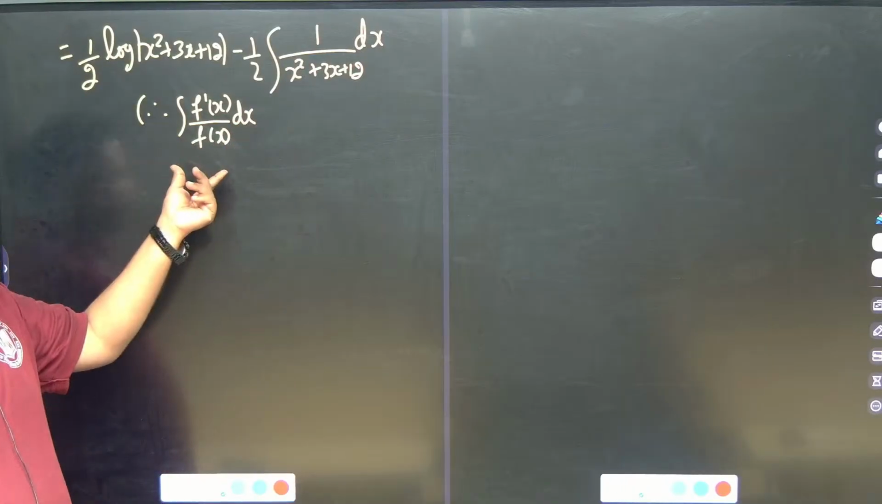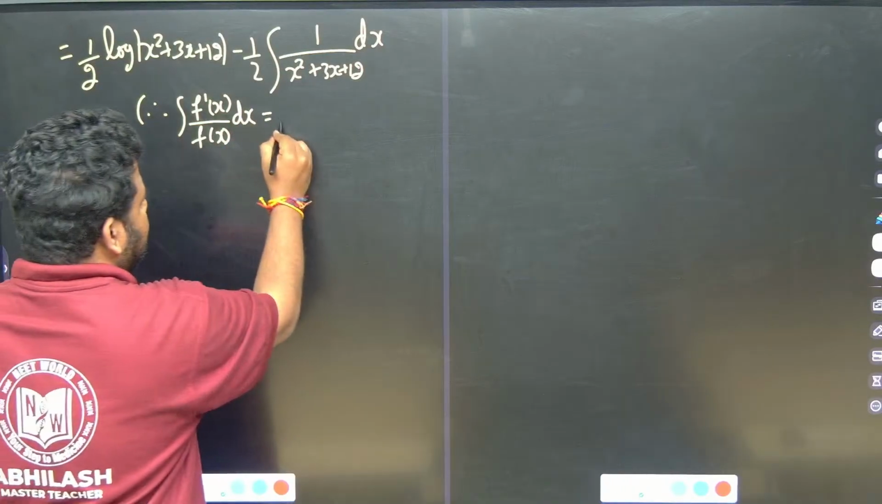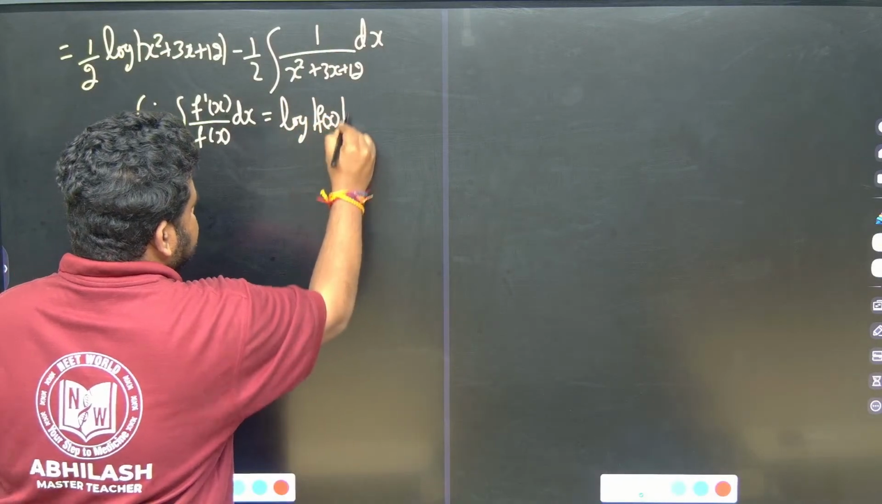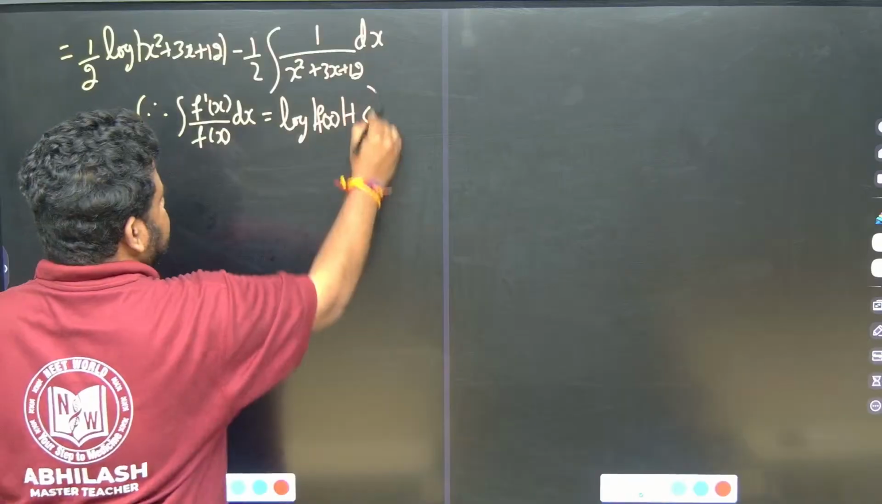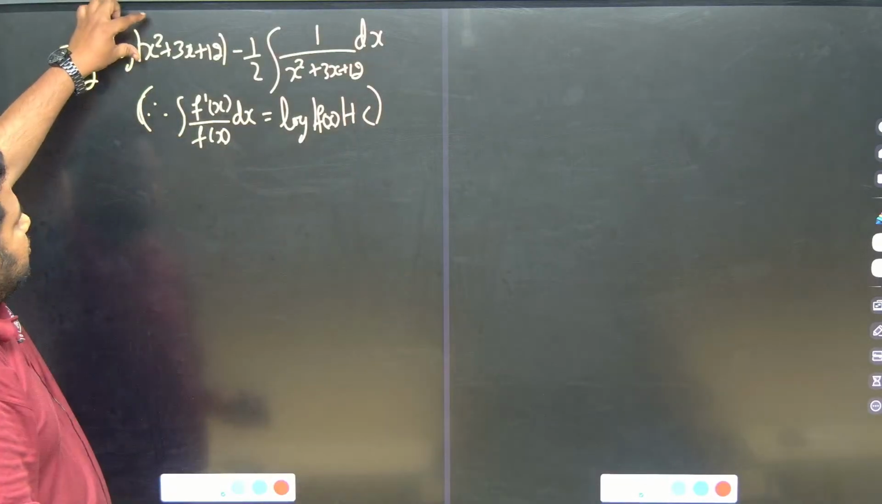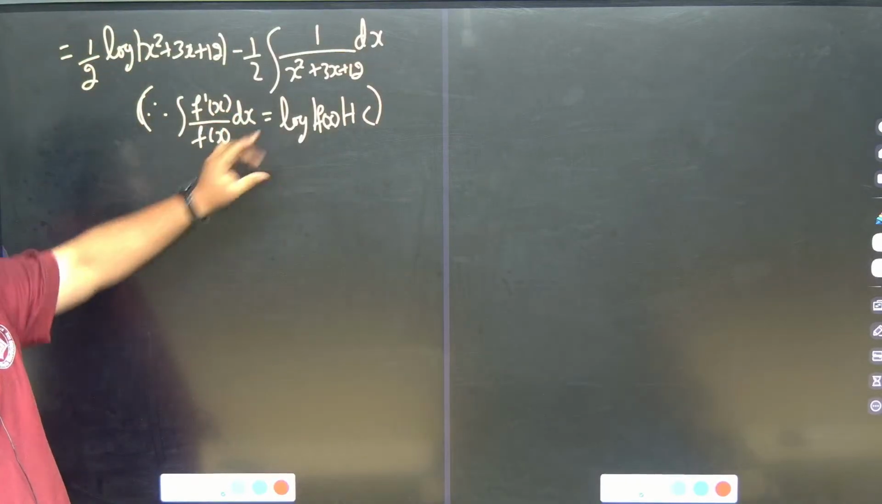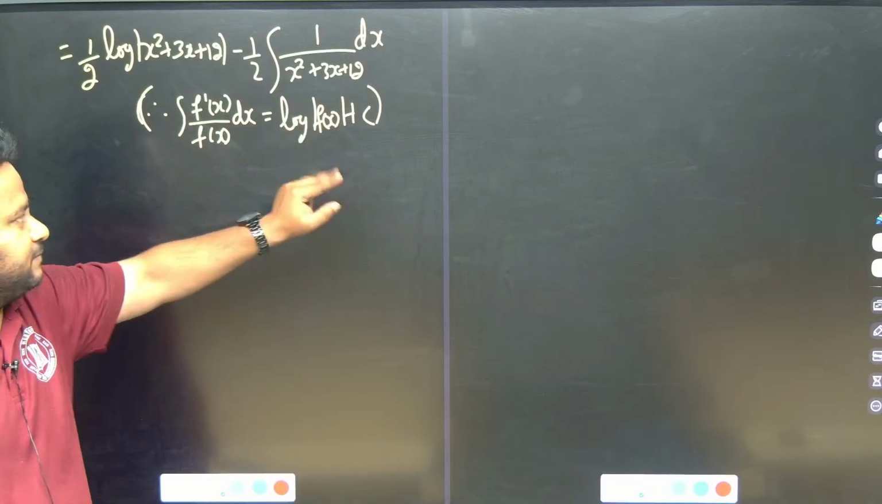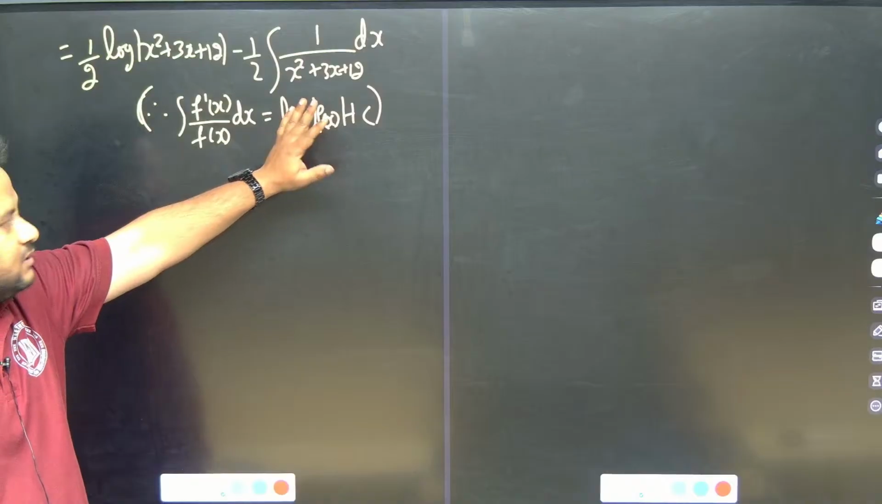Integral of f dash of x by f of x dx is what, friends? It is nothing but equal to log of mod f of x plus c. So this is the reason we have to write. Because of this we got this. Integral of f dash of x by f of x dx is equal to log of mod f of x plus c. This is the reason. Definitely you have to write the reason, then only you will get marks.